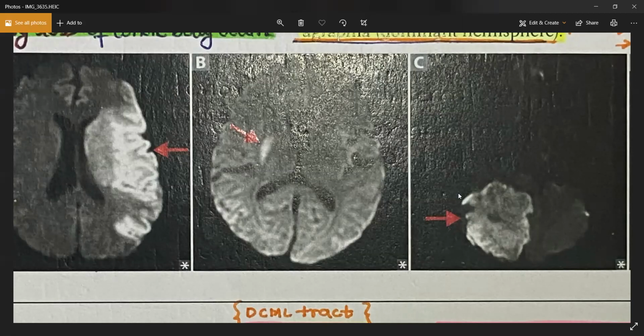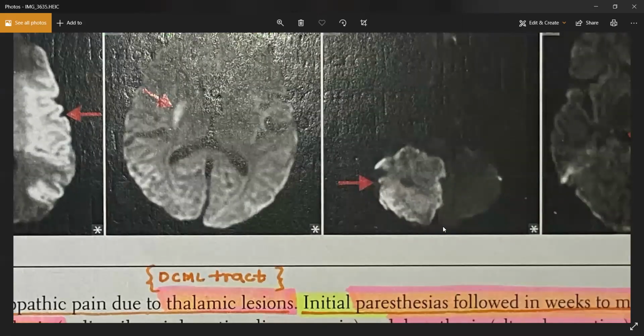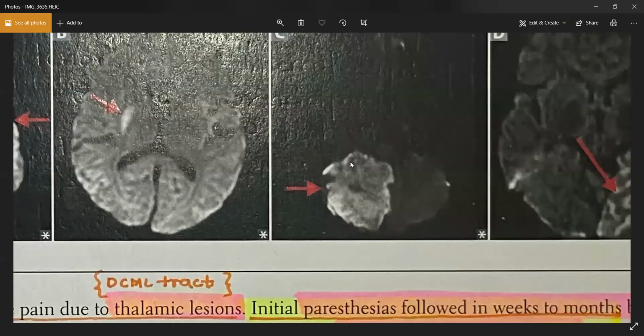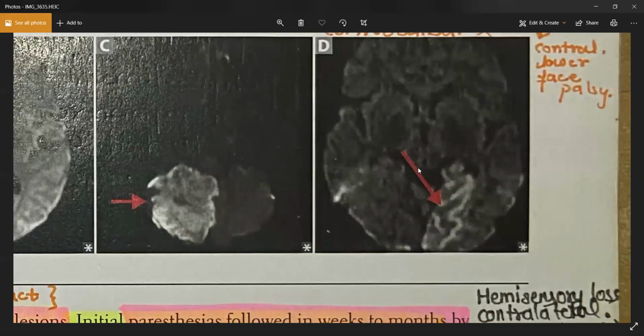Now looking at C, what artery can do that? The posterior cerebral artery? Cerebellar artery. Okay, the PICA, because it is a region of my cerebellum. As you can see, the cerebellum has small hemispheres, so this must be my cerebellar artery, not the cerebral artery. Then look at this MRI. What artery can do that?